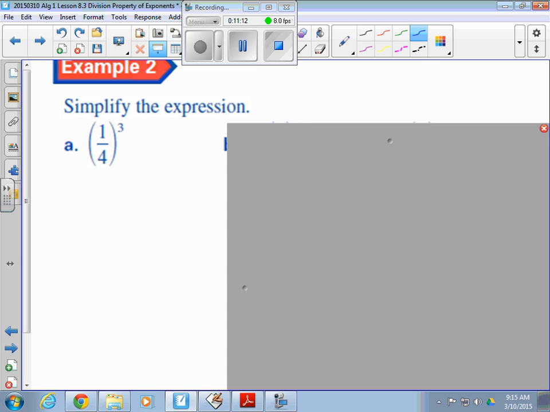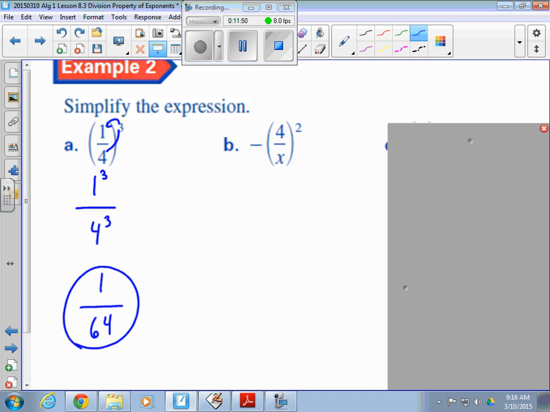Do this one. 1 over 4 to the third power. Okay, 1 gets raised to the third power, and 4 gets raised to the third power. It doesn't matter how many times you raise 1 to a power, it's going to remain 1. 4 to the third, 4 times 4 is 16, times 4 is 64 for that one. What about this one?